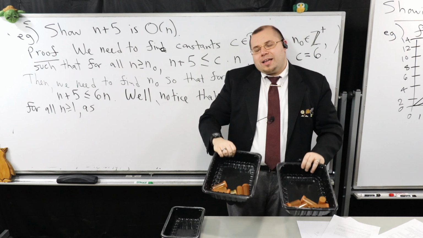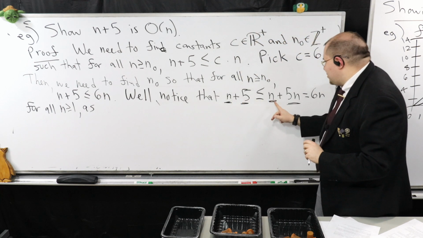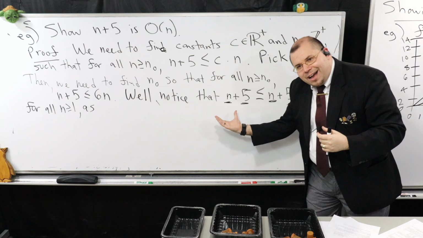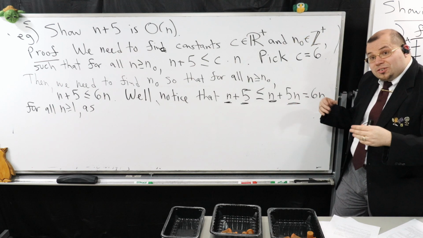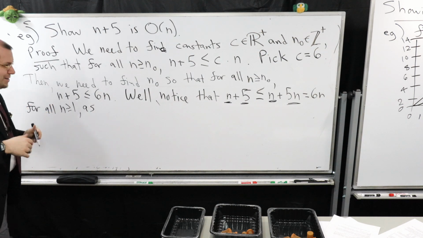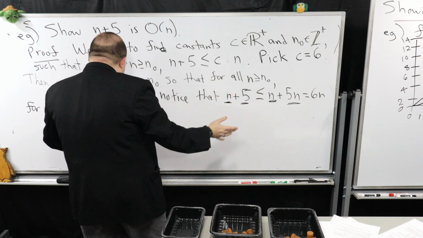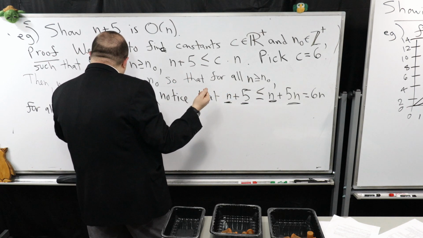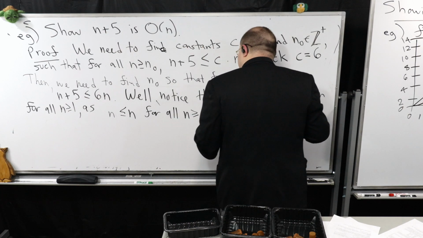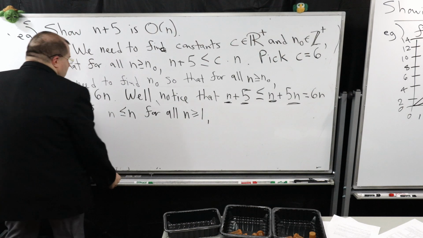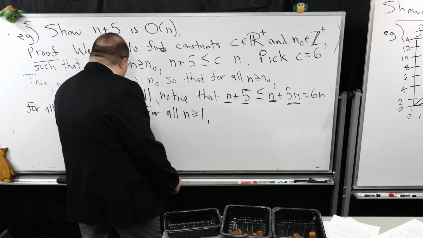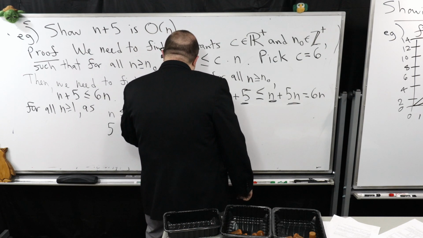So notice that if I compare the first term against the first term, and then I compare the second term against the second term, and then I add everything on the left side, and I add everything on the right side, then most certainly it has to be true over the entire inequality. So that's what we're going to do here. As n is less than or equal to n, for all n greater or equal to 1, as I take the buckets with me, n is less than or equal to n for all n greater or equal to 1, and 5 is less than or equal to 5n for all n greater or equal to 1.